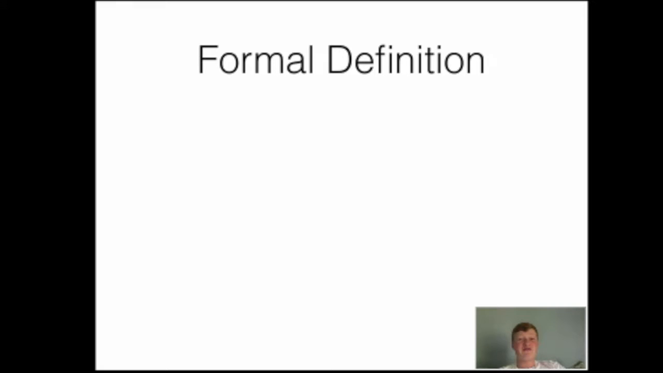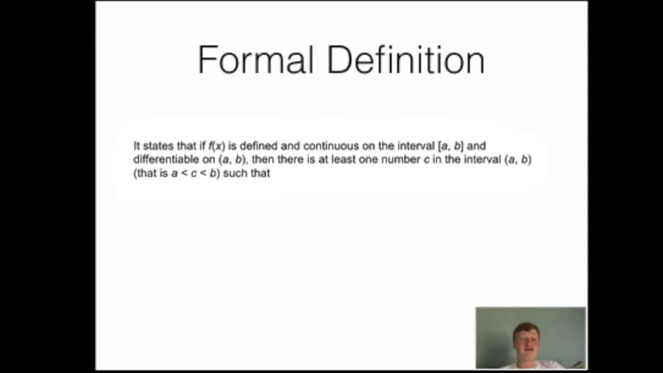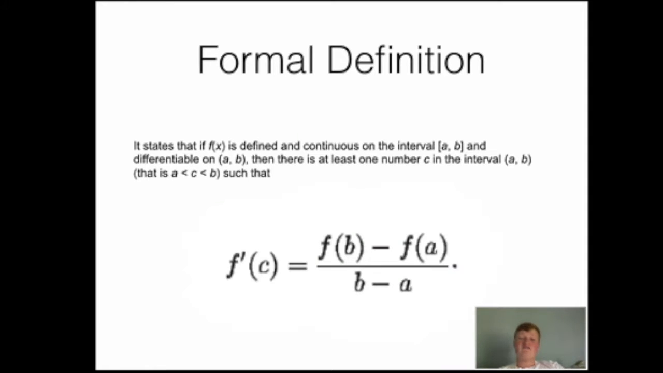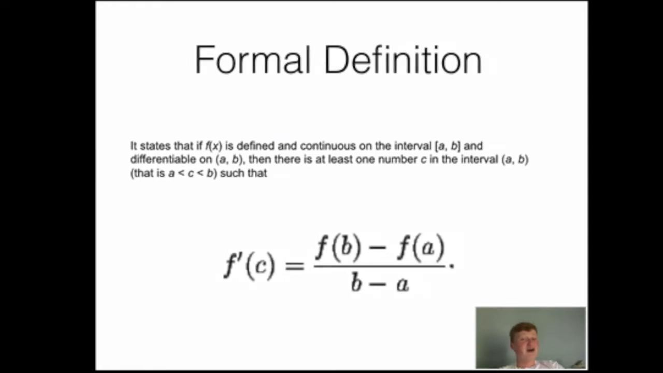Well, many of you may know this, but the mean value theorem is formally defined as stating that if f of x is defined and continuous on the interval from a to b, and differentiable on that same interval, then there is at least one number c in that interval such that a is less than c, which is less than b, and that is able to give us f prime of c equal to f of b minus f of a over b minus a. Now that might sound very complicated, but it's really not. It's not very scary at all.